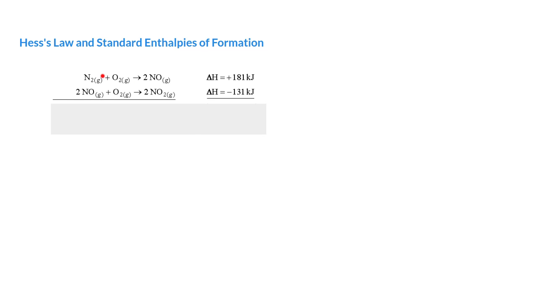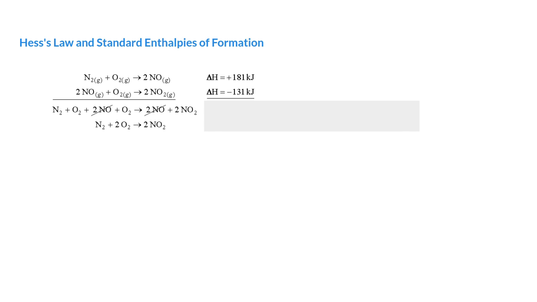We want to look at how we can find the enthalpy of an unknown reaction using something called standard enthalpies of formation. And we'll talk about what those are in a second. But just to review, in the normal form of Hess's law, we saw that when we add two reactions together, we can add their enthalpies to find the enthalpy of an unknown reaction.